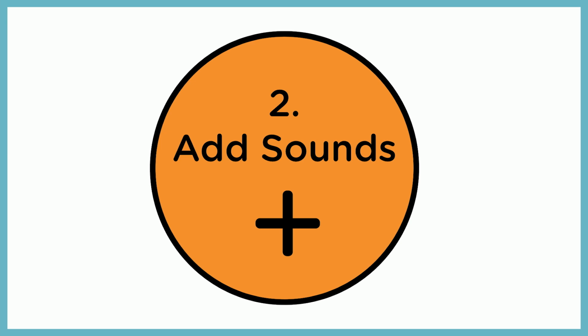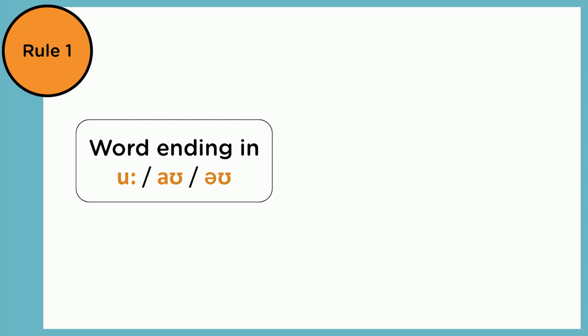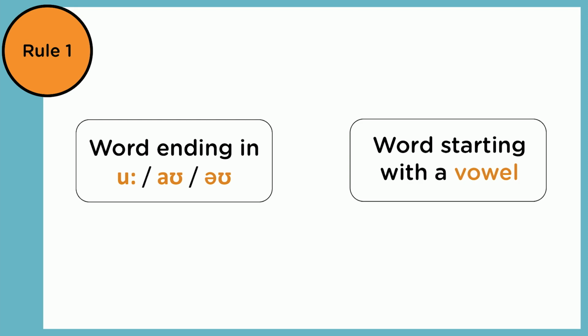Okay, so next we're going to look at how to add sounds. This is probably my favorite rule. It's also one of the most powerful fluency rules. Cool. So let's take a closer look. There are 4 sounds that we add. So let's look at the first sound. Here's the rule. When the first word ends in one of these 3 vowel sounds, oo, ow, o, and the next word starts with any vowel, doesn't matter, can be anything as long as it's a vowel, we add the sound w. W.